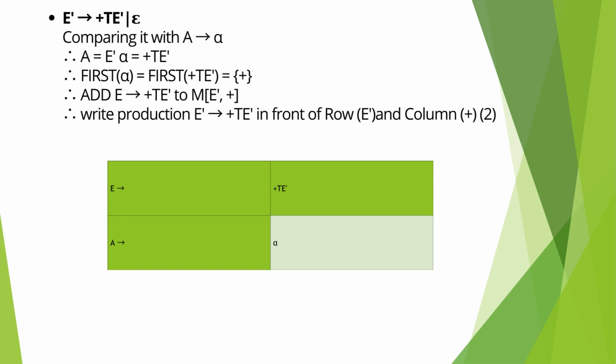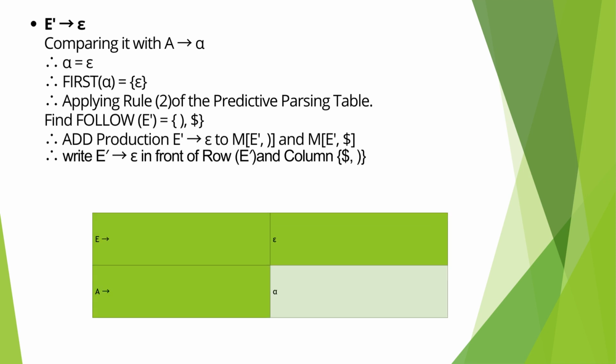And this is the second grammar which is given. So comparing it with A tends to alpha, then we'll write the first and follow rules, then add and write productions. In the same way, we will write for each and every grammar rule which is given on the first page. So these are the methods we need to follow.